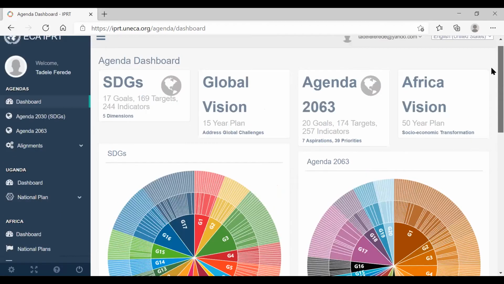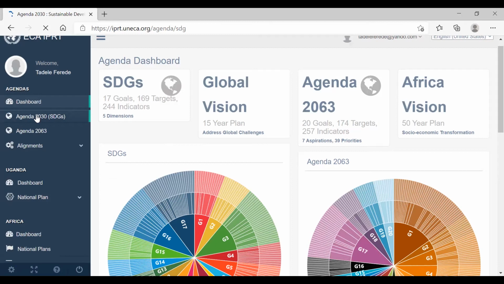Now what we do here is that, look here, for SDGs, 17 goals, 169 targets, 244 indicators. Now for Agenda 2063, we have 20 goals, 174 targets, 257 indicators. All right? So in Agenda 2063, what you find is there are also 7 aspirations and 39 priorities. So this is the first dashboard, the global and continental dashboard.